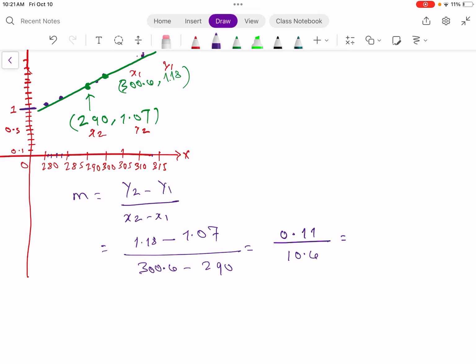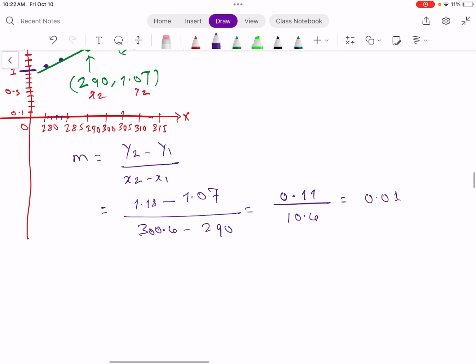Now what is 0.11 divided by 10.6? Can anyone help me? 0.11 divided by 10.6. It's 0.01. Okay, thank you. So we have 0.01. So this is the slope of the straight line. Our slope is positive, which means our line is increasing. Now, once we have a slope, we use the point slope form.